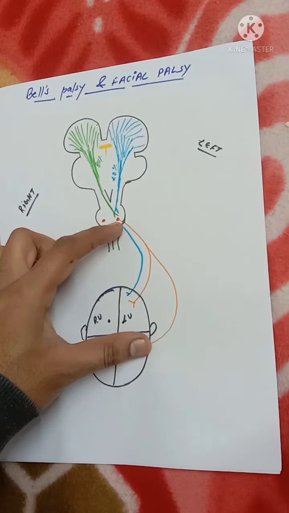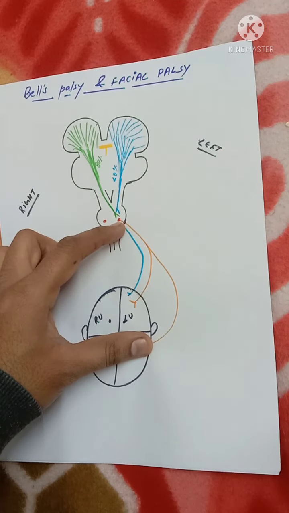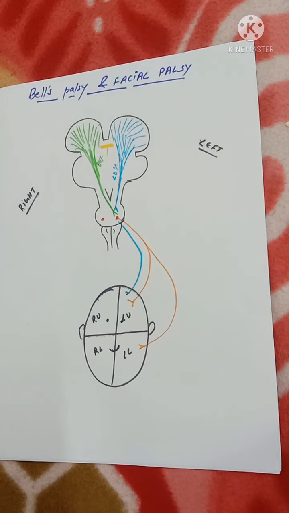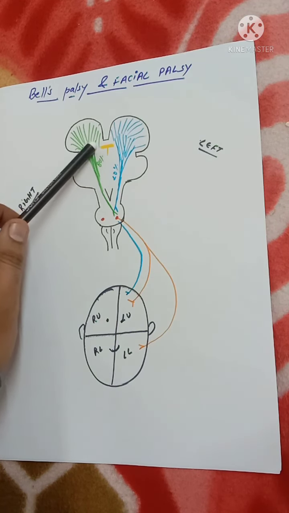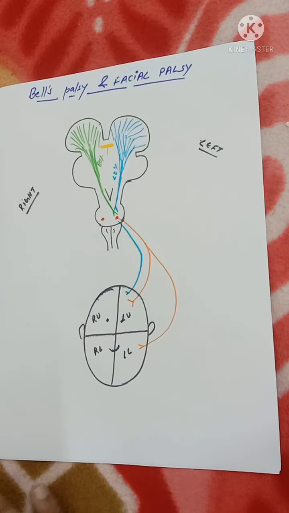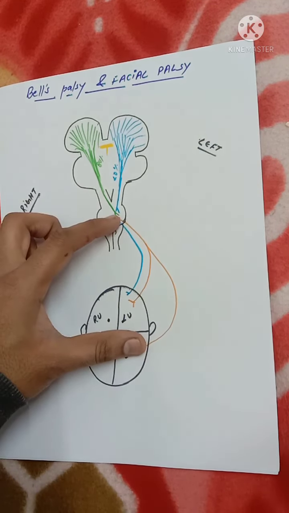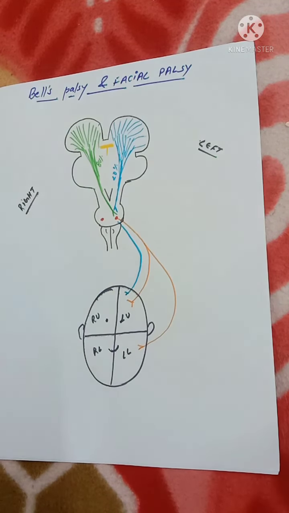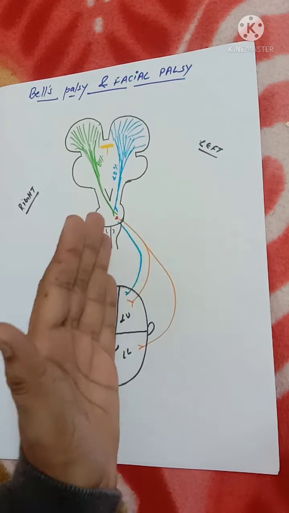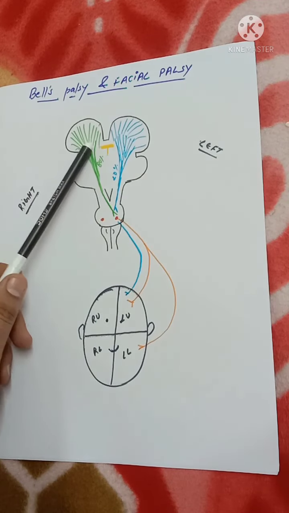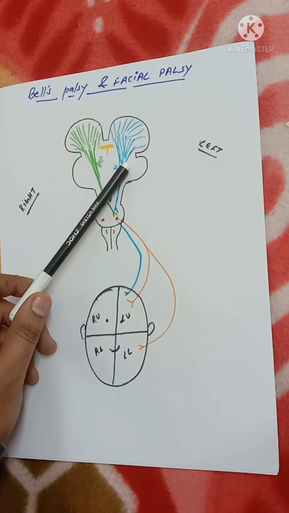So the facial nerve has the fibers from the opposite side as well as from the same side. From the opposite side it receives 80% fibers and from the same side it receives the 20% fibers. This is the lower motor neuron and these are upper motor neurons for the facial nerve. So now each half of the face is getting the supply from the opposite side and from the same side.